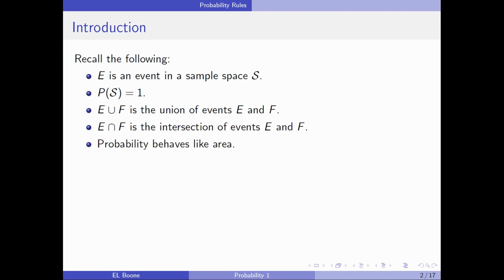in a sample space S, and S contains all the possible outcomes of our experiment. We remember that the probability of the sample space is equal to 1, meaning that some event or outcome in there will occur. E union F is the union of events E and F, so it's what is in either E or F, not exclusive or, could be in both. E intersect F is the intersection of the events E and F, so it has to be in both E and F. And we also remember that probability behaves like area.